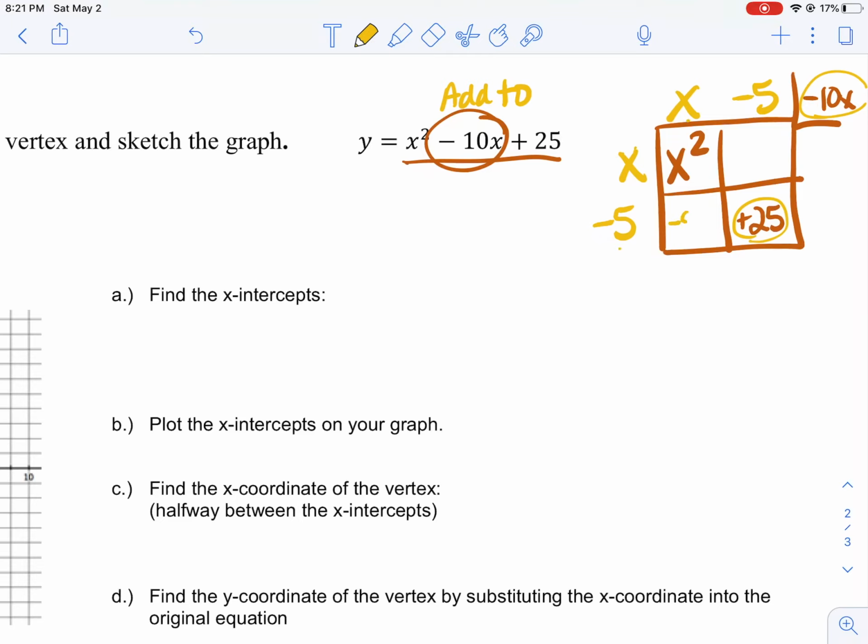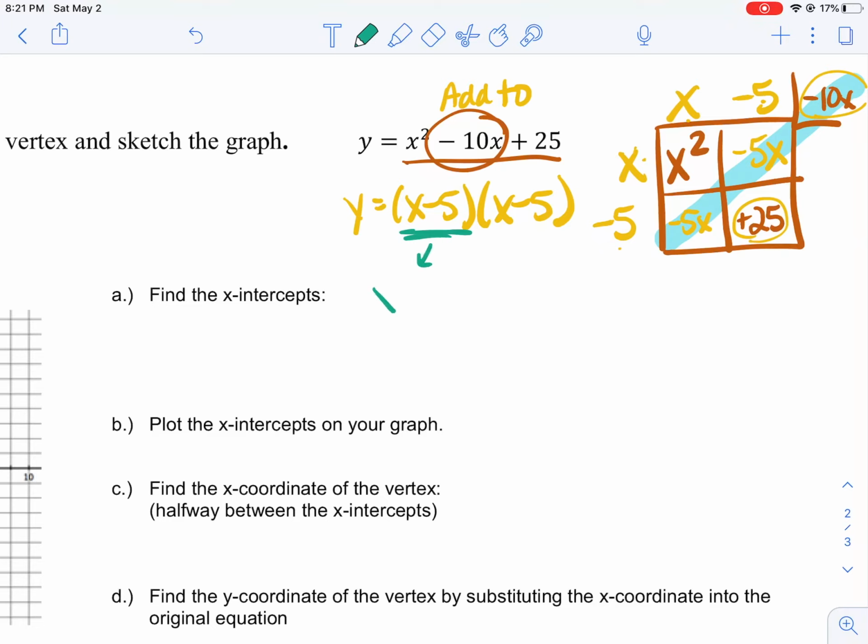Negative 5 times x is negative 5x. Negative 5 times x is negative 5x. When I add my diagonals or my corners, do they add up to negative 10x? They do, and then I'm good. We have them multiply to positive 25. So my factors here are x minus 5 and x minus 5. Hopefully you see that the two factors look the same. So they are the same factors.